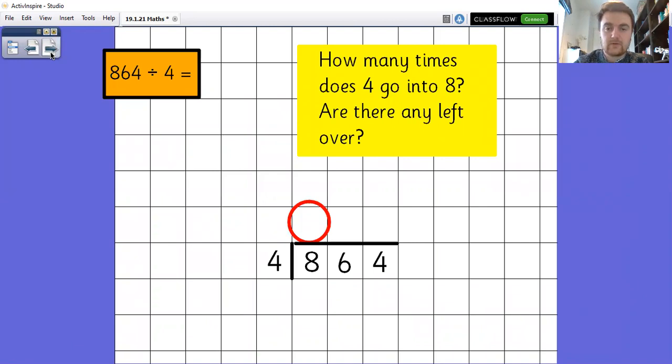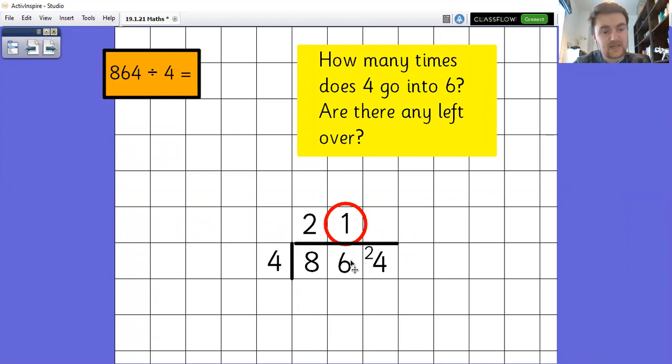And let's have a look at what that looks like when we are using the Bustop method. So how many times does 4 go into 8, and are there any left over? 4, 8, it goes in twice with none left over. So 2 goes up there. How many times does 4 go into 6, and are there any left over? 4. If I keep going, 8's too far. So 4, it goes in once, and then if I count up from 4, 4, 5, 6, it's got 2 remainders. So 2 left over.